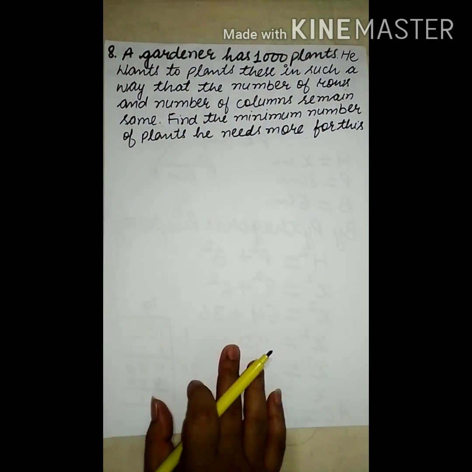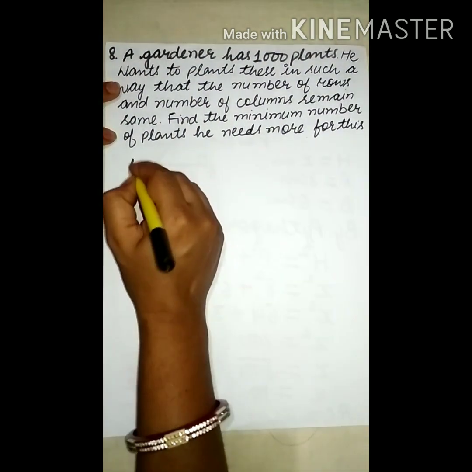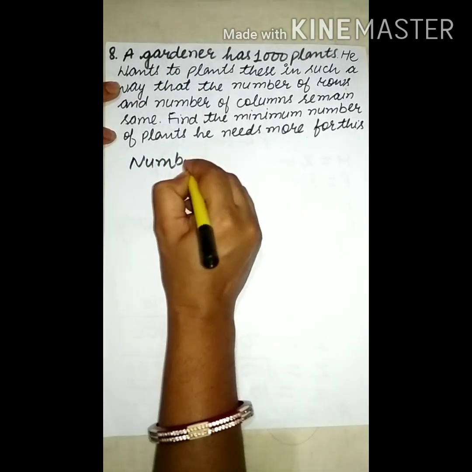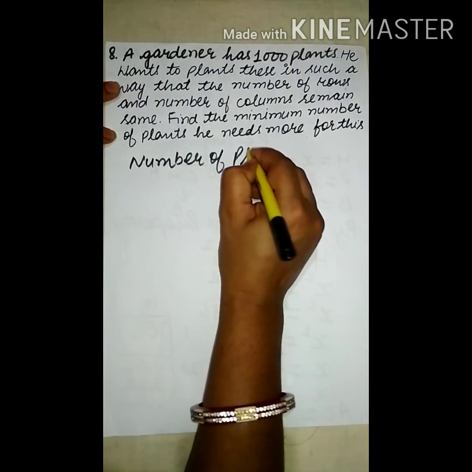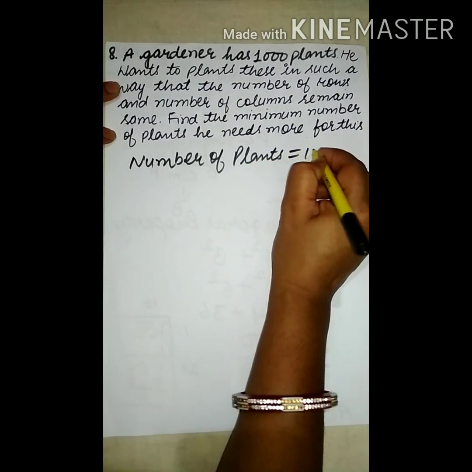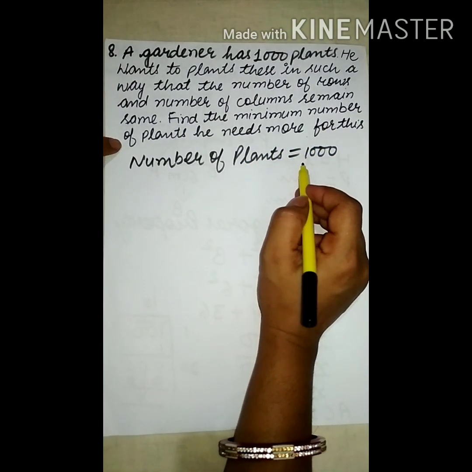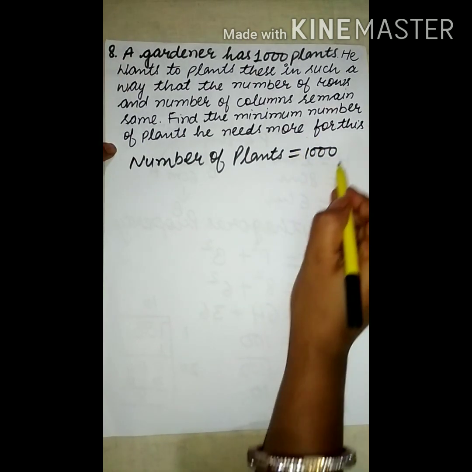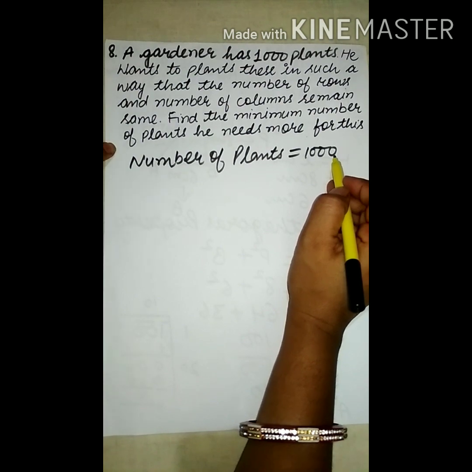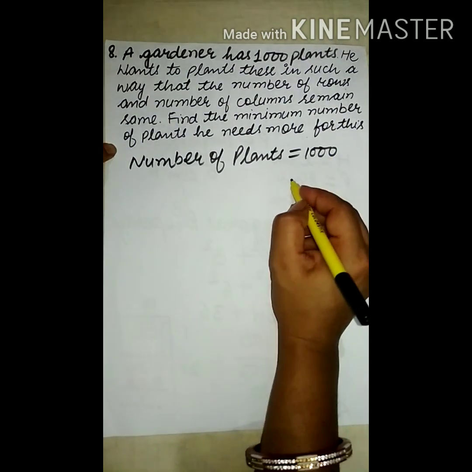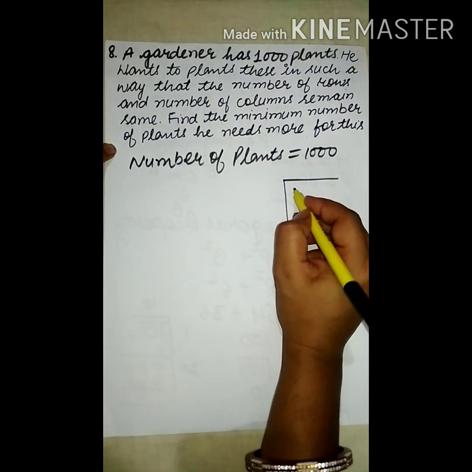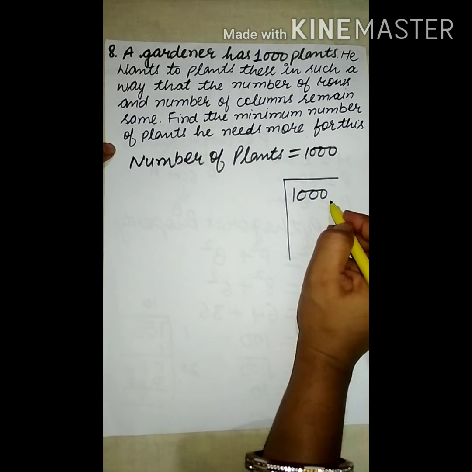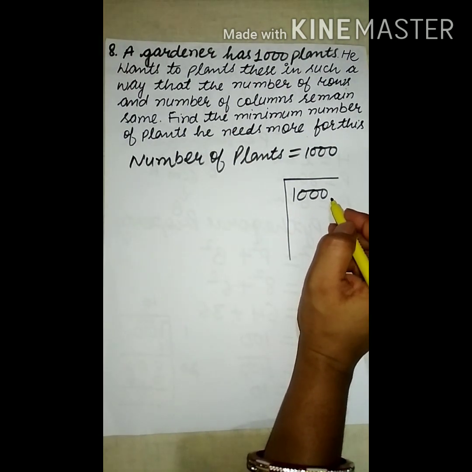So here the number of plants is equal to 1,000. Actually, I want to find out the minimum number of plants which must be added to 1,000 so as to make them a perfect square. So again, I'll use the division method here because I have to find out the minimum number of plants which must be added. And for addition and subtraction, we have to use the division method.